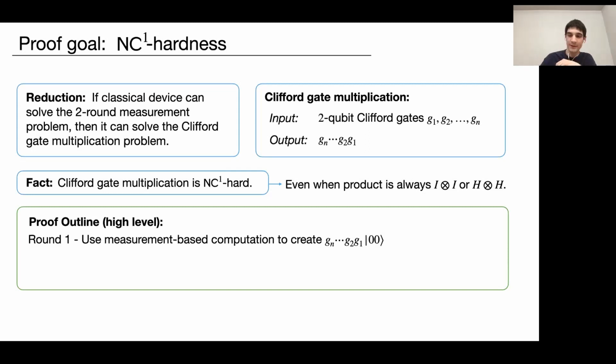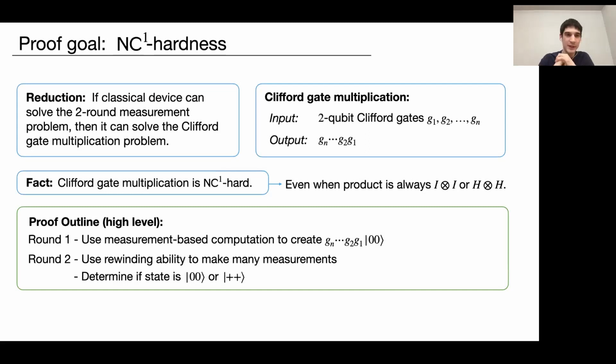Then in round 2, we're going to use our ability to measure the state multiple times, because of rewinding, to determine whether the state is 0,0 or plus plus. If the state were 0,0, then the product G1 up to Gn must have been the identity. If the state is plus plus, the product must have been Hadamard tensor Hadamard. So if we can figure out what the state is, then we can figure out the product of the Cliffords, which means we can solve this NC1-hard problem. That's the whole idea.